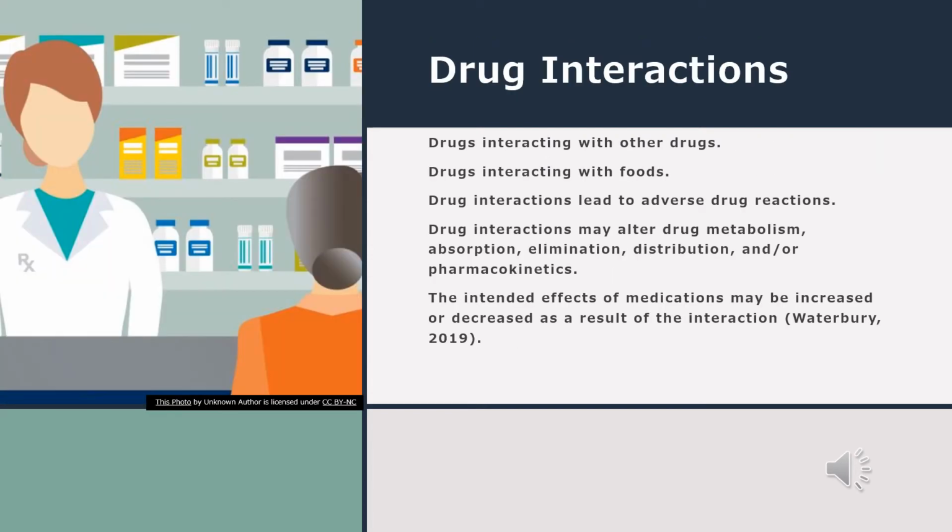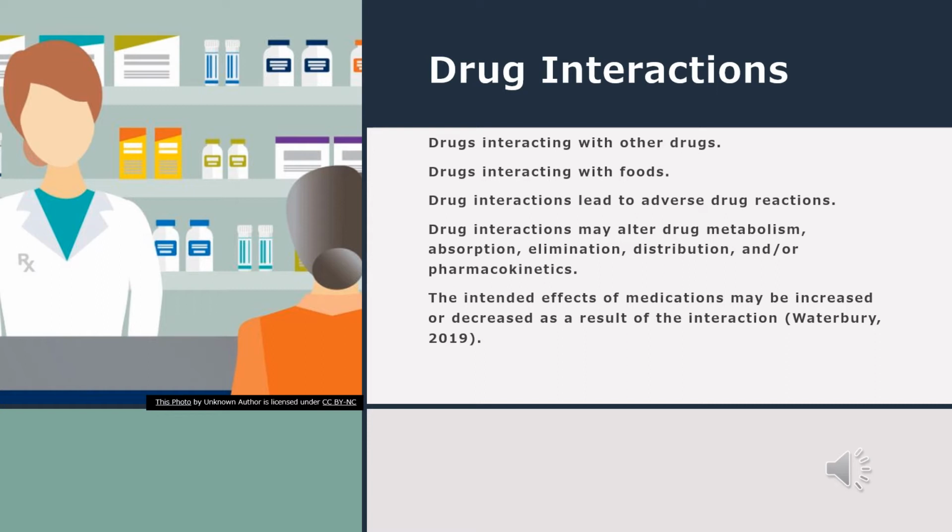Drug interactions are also a complication of polypharmacy. And this covers the drugs interacting with other drugs, or drugs interacting with foods. Drug interactions lead to adverse drug reactions or side effects. And drug interactions may alter the pharmacokinetics in the elderly person. And the intended effects of the medicines may either be increased or decreased as a result of the interaction.